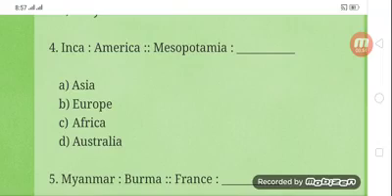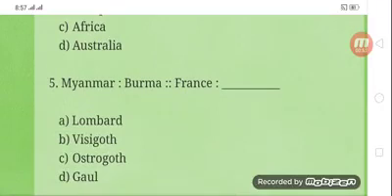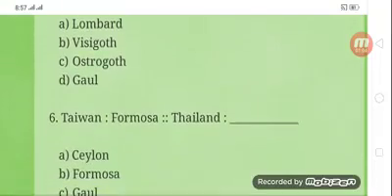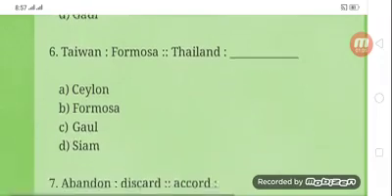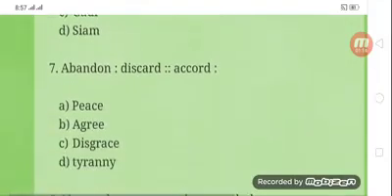Next, Inca thrived in America, and Mesopotamia thrived in Asia. Myanmar, Burma. The old name of Myanmar is Burma. Was Burma, I'm sorry. And the old name of France is Gaul. Letter D. Number 6, Taiwan's old name is Formosa, and Thailand's old name is Siam. Gaul is letter C, which is France, and Formosa is Taiwan, and Ceylon is Sri Lanka.